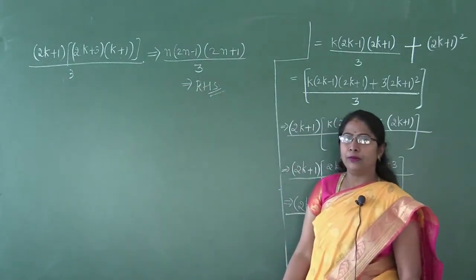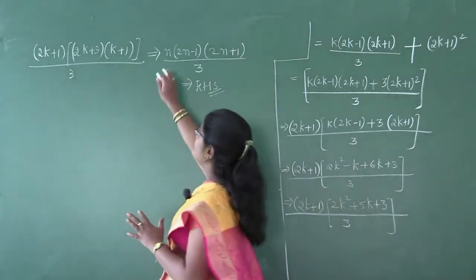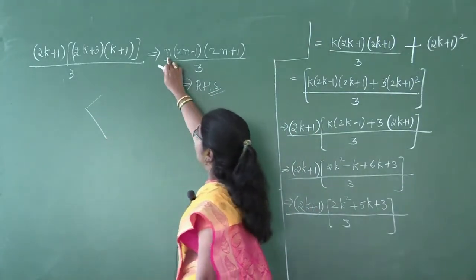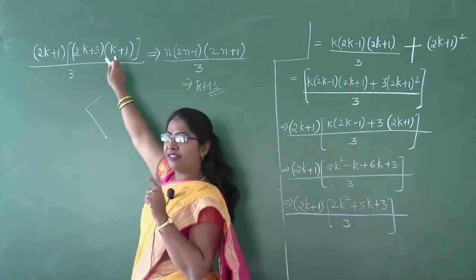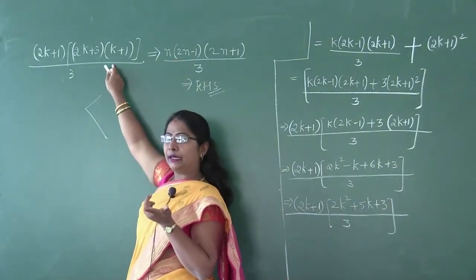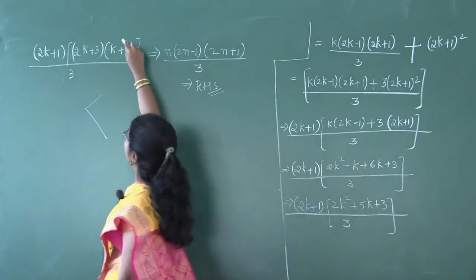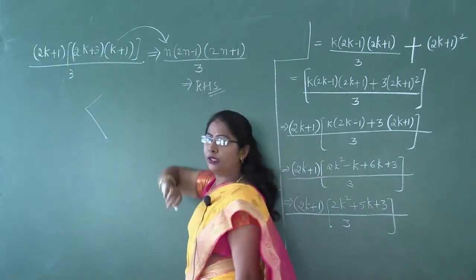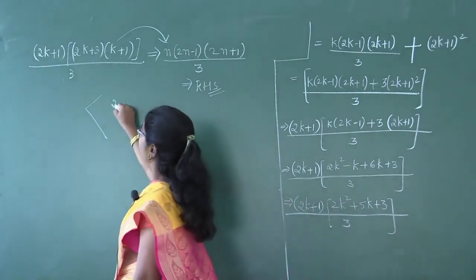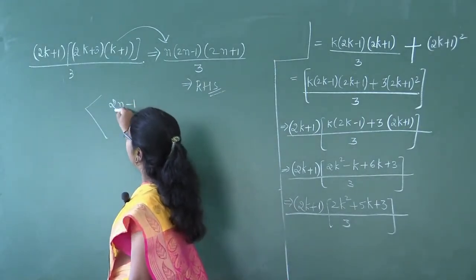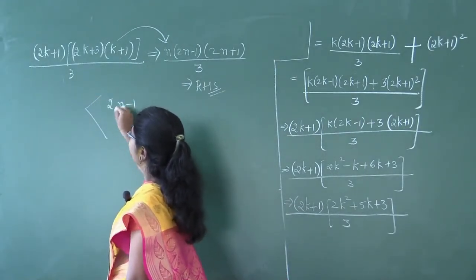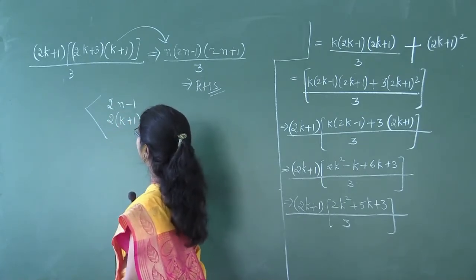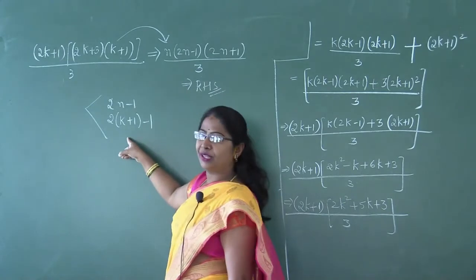Clear? Now how did we get RHS? In the working column, make a note of it. What do I have here? n. In place of n, in the last step, what is n equal to? k plus 1. So this is equal to n. Next, consider 2n minus 1 here. What is n equal to? k plus 1. So 2 into k plus 1 minus 1. In place of n, I write k plus 1.